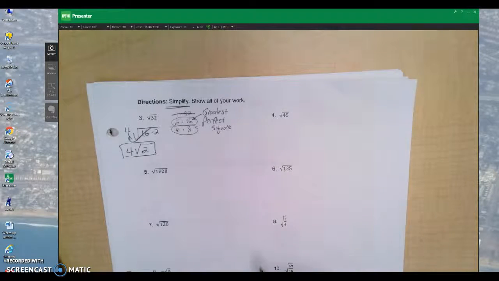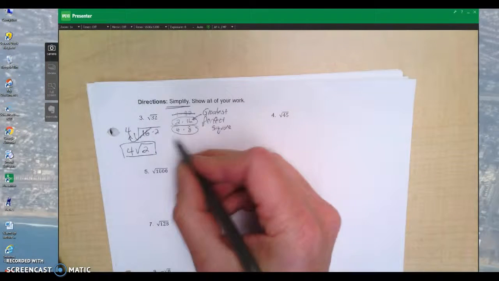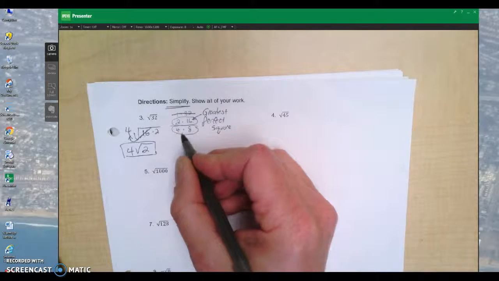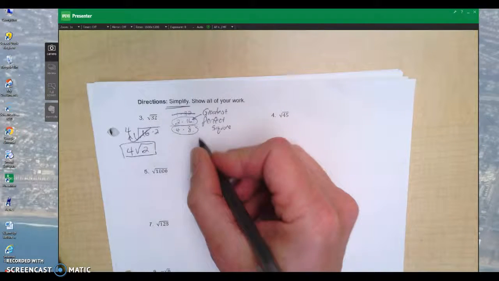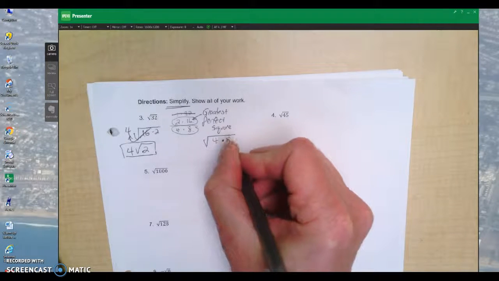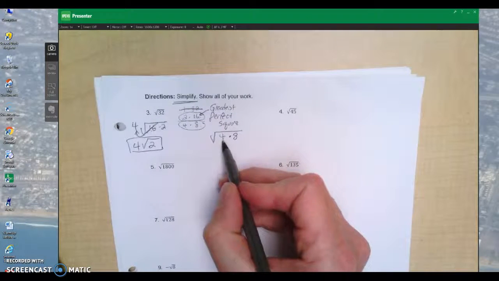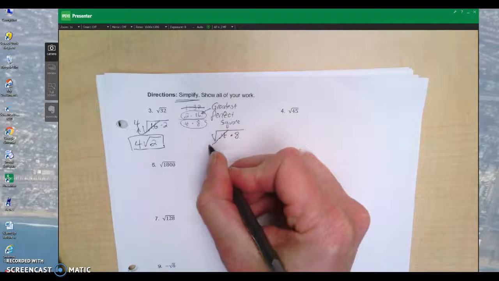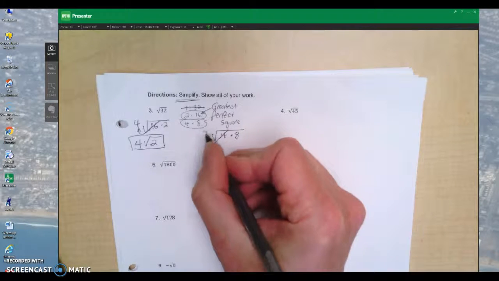Okay, back to page 24 here. Now, what if I wouldn't have used this perfect square factor of 16? What if I would have used 4 and 8? Let's do this problem one more time. Except this time, let's use 4 times 8. Well, that is a perfect square, and it does have a square root. Take out the square root of 4, which is 2.